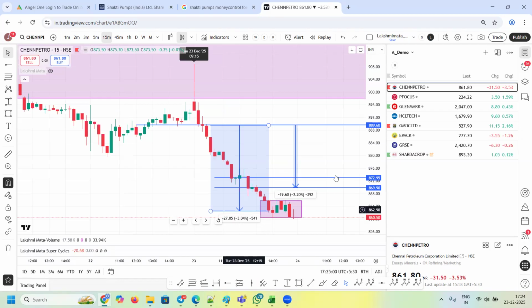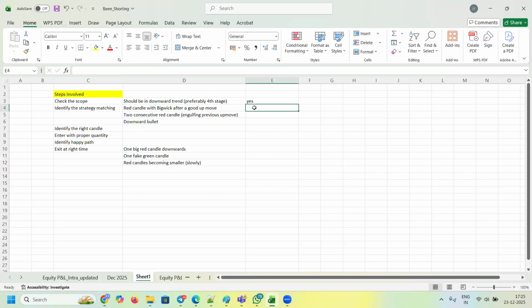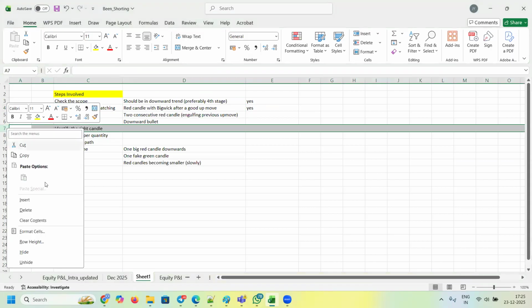Yeah, clear. So now next, this one I will say yes, met. Red candle with a big wick after a good move. This is the first example. Next is another thing which we need to see. Identifying the strategy will not depend on one thing, right? Strategies can be multiple.